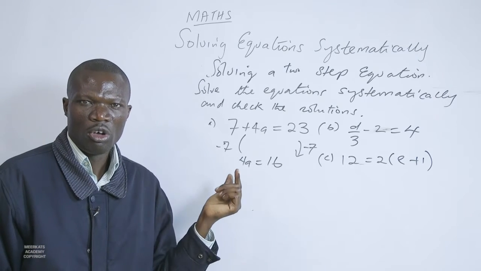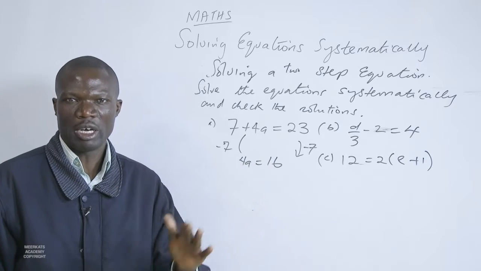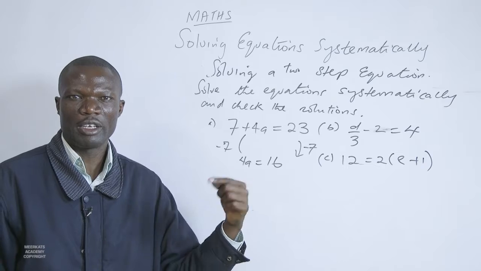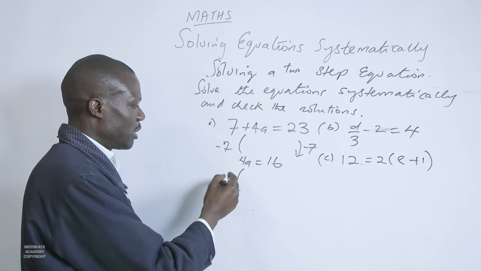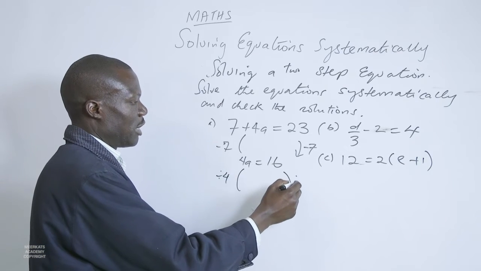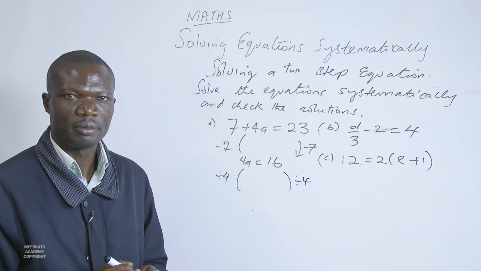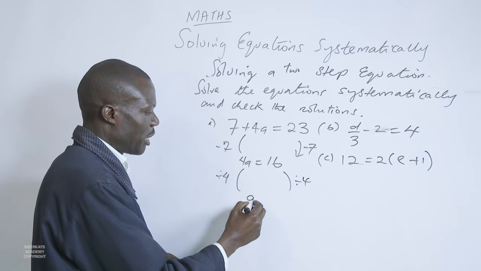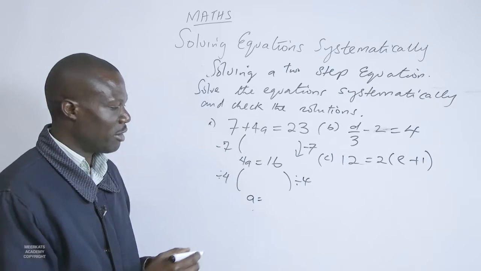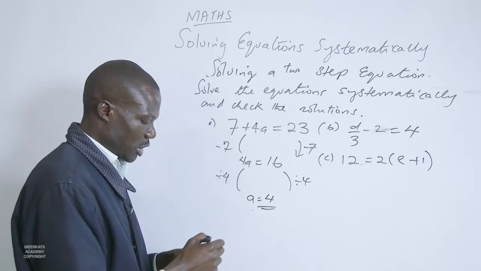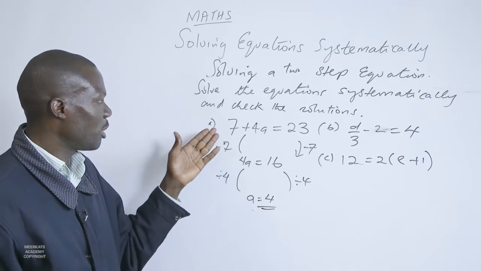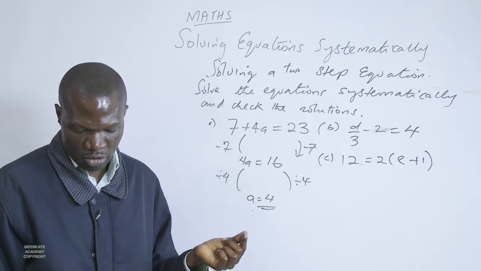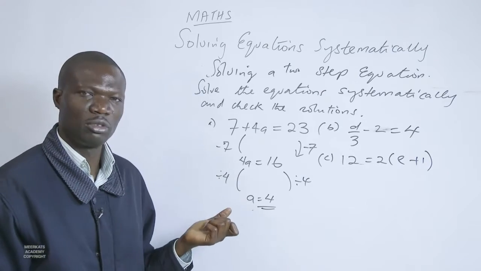As we saw earlier on, 4a is the same as 4 multiplied by a. So when we are multiplying, the opposite of multiplying by 4 is dividing by 4. So I'll divide this side by 4 and this side by 4. When you do that, you find that 4a divided by 4 is a, and 16 divided by 4 is 4. So you can simply say that the solution for the equation 7 plus 4a is equal to 23 is a is equal to 4.